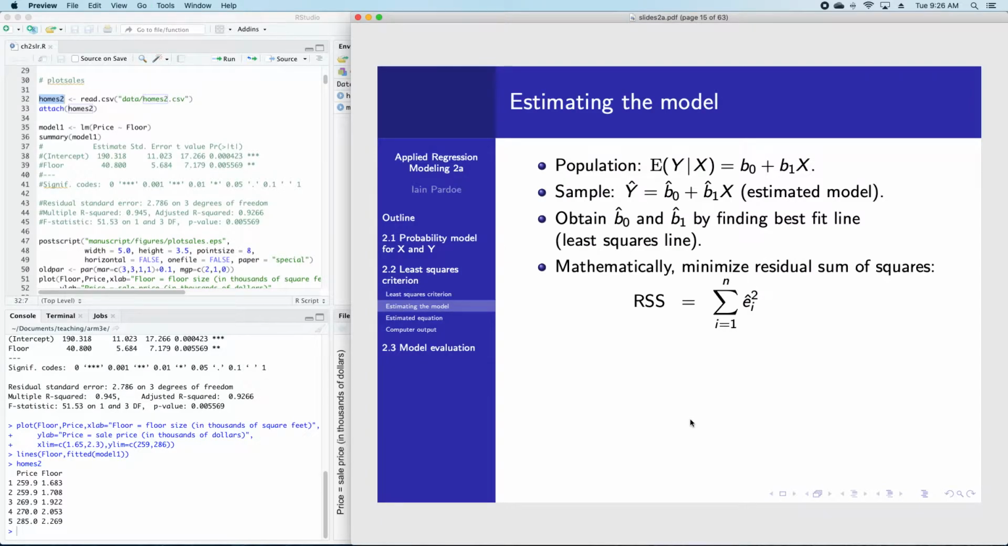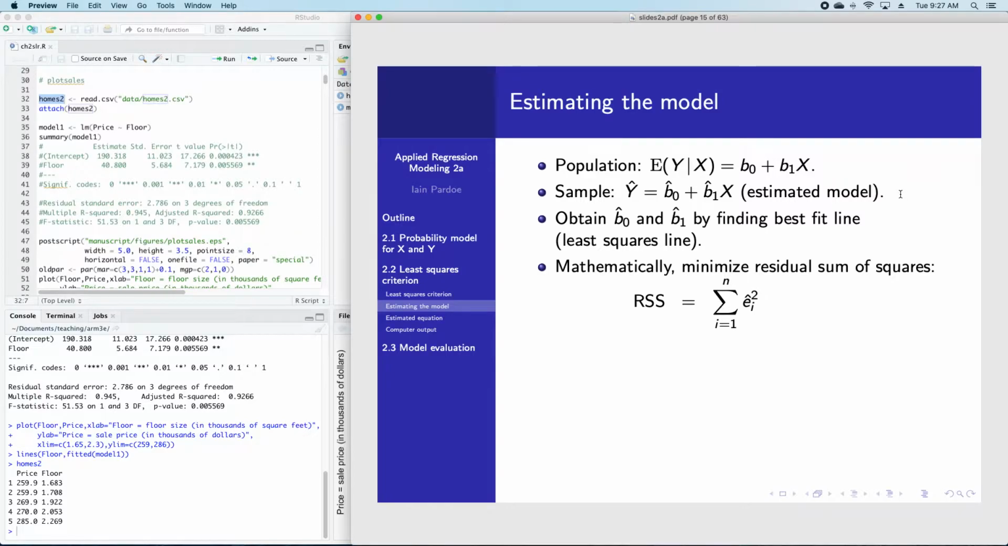To do that, we're going to revisit one of the ideas from Chapter 1, Statistical Thinking, where we have a population and we're trying to estimate what's going on in that population using a sample. In this case, the population is represented by the simple linear regression model that we talked about in the last video. Expected value of y given x equals b0 plus b1 times x. b0 is the y-intercept, b1 is the slope. So that's our population model.